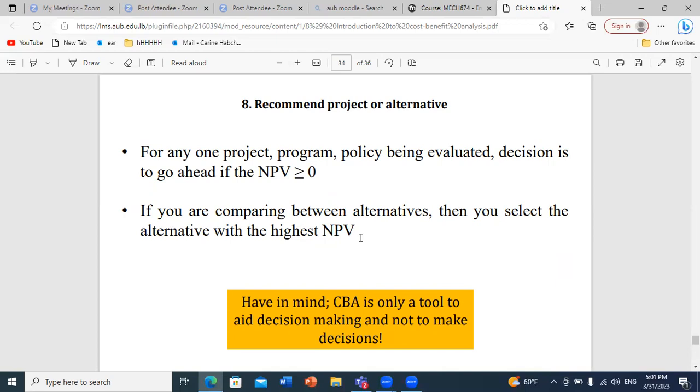So we should always keep in mind that CBA is only a tool to aid decision making and not to make decisions. Because as we discussed at the beginning of the session, ethics, standards, and regulations are very important. And sometimes you have a lot of things that cannot be monetized, and the ethical aspect is much more important than the economic one.